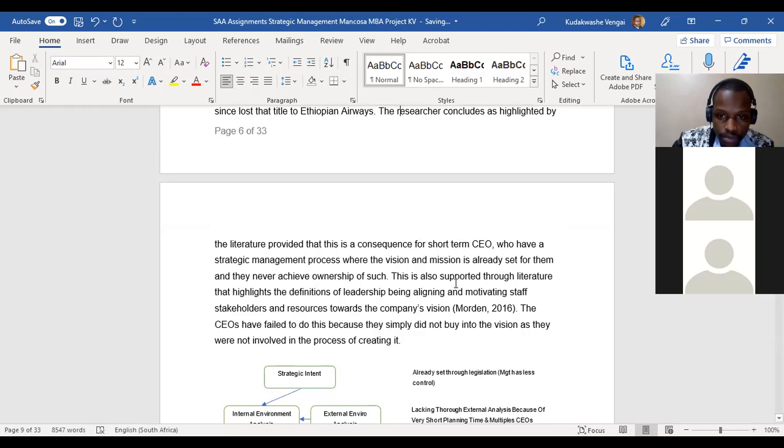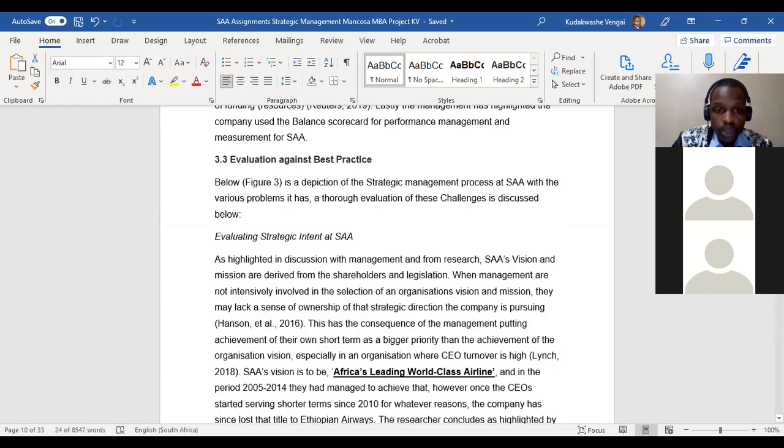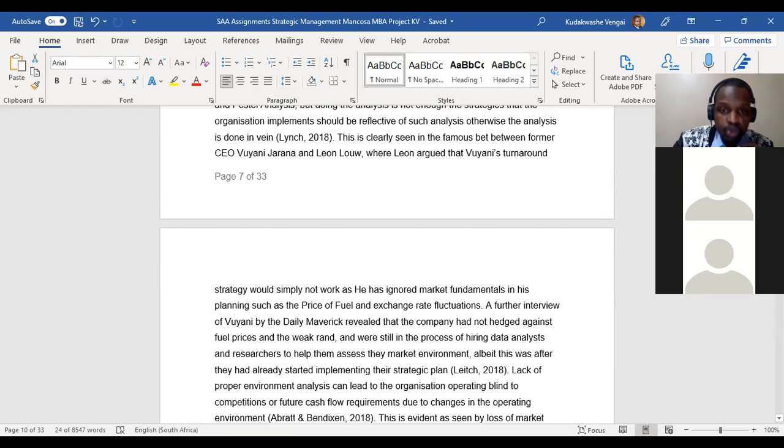Then I highlighted, this is supported through literature that defines leadership as aligning and motivating staff towards the company's vision, which means that the CEO should be aligning and motivating the staff towards the vision. Therefore, if the CEOs are only short-term, they do not marry with the long-term vision of the organization. Therefore, it is a failure in terms of the strategic intent of the company. I was just doing my analysis, but it could be a completely different analysis depending on the organization that you've chosen. After we've gone through, I will open another one for Pick n Pay, so that you can see the slight differences that can happen when you are assessing different companies.